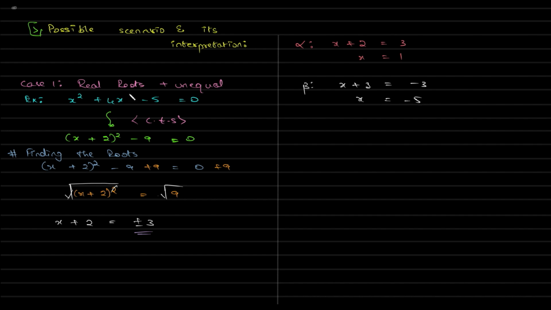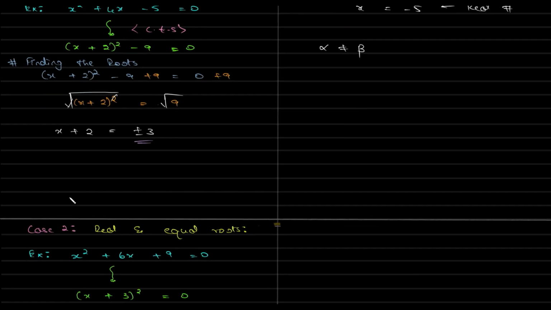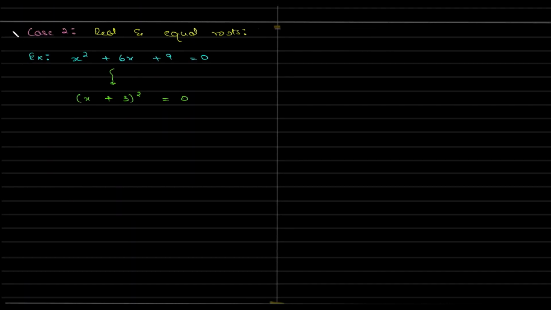So you can see the roots are real but unequal. Alpha is not equal to beta, right? But the roots are real numbers. When they say real roots, they mean real numbered roots. Next, we have real and equal roots.